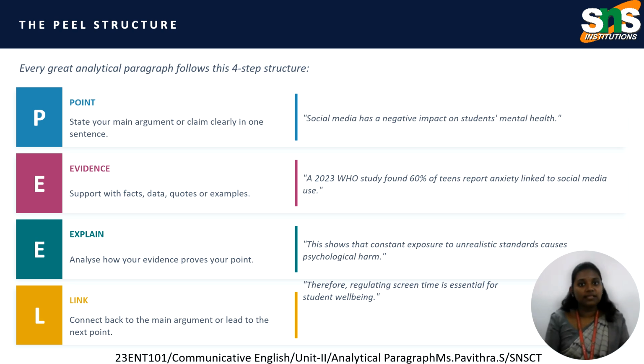E, Explain. This is the step most students skip, and it's the most important one. Analyze how your evidence proves your point. For example, this shows that constant exposure to unrealistic standards causes psychological harm. L, Link. Connect back to your main argument or lead into the next point. For example, therefore, regulating screen time is essential for student well-being. Point, evidence, explain, link. Memorize that order. It will structure almost any analytical paragraph you ever write.